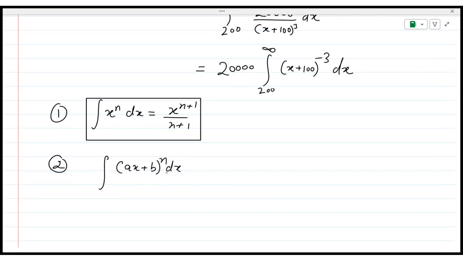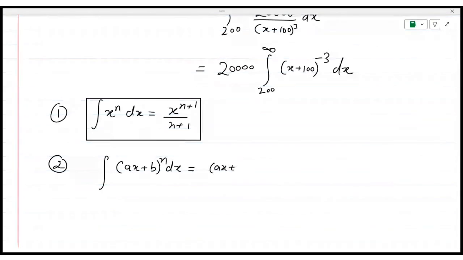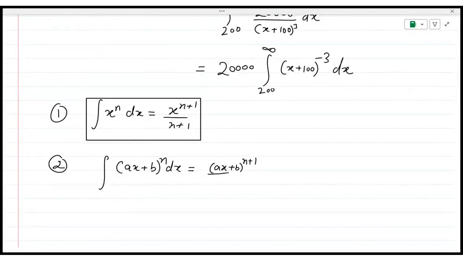Okay, the factor should be linear. Linear means the power of x should be 1. In that case, what is the formula of integration? Same formula. First, we will increase the power. So (ax plus b), increase the power to n plus 1. Then divide by this new power, that is n plus 1. And you have to divide by one more thing here, that is the coefficient of x. The coefficient of x here is a.